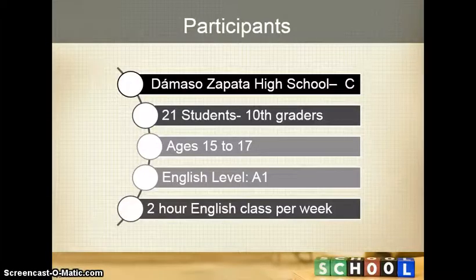For this research, we chose some participants that studied at Damaso Zapata High School in the Section C. They were 21 students from 10th grade. Their ages were between 15 and 17 and their English level was A1. They had 2 hours of English class per week.